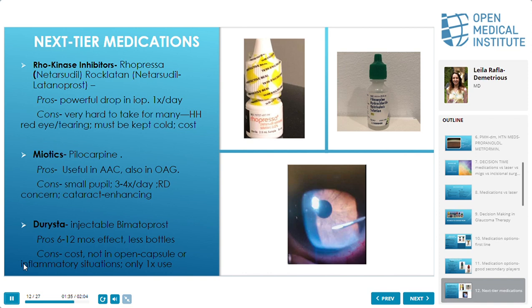I mean, it's wonderful. It's a little bimatoprost pellet that we inject into the anterior chamber. It floats down into the bottom there immediately. The effect lasts up to 12 months. Of course, the con is that it's expensive. It's an injection. It's something you're doing to somebody in the office, and there's always a risk of infection. Small risk, but it's there. You can't do this with an open capsule or inflammatory situations, or if they have a narrow angle. And right now, it's only approved for a 1-time use.